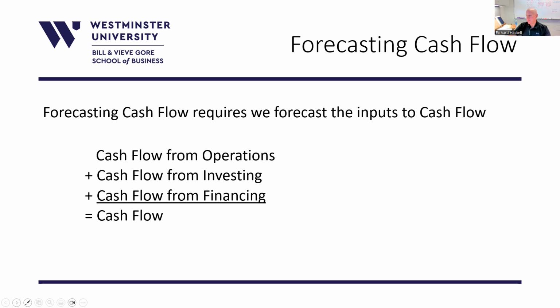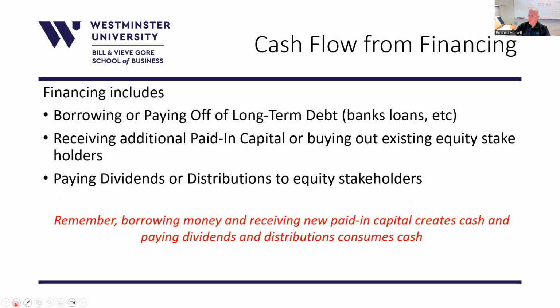So now let's think a little bit about cash flow from financing. Financing includes equity, debt, either acquiring investors that bring on new equity for us with paid-in capital, or by borrowing money from banks or through the markets, or by paying off debt, buying out investors by buying back equity, or by paying dividends and distributions. So let's think about each one of these for a minute.